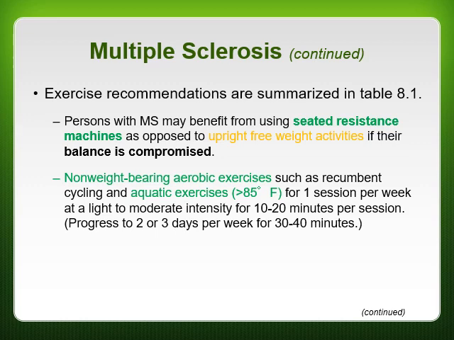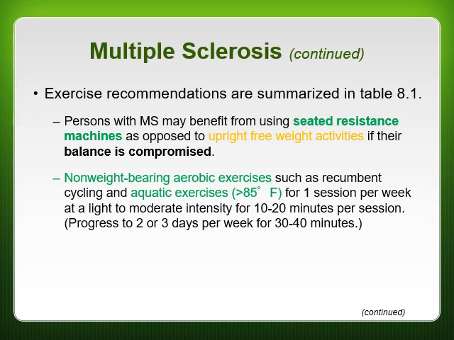Some things to know, though, for special considerations. People that have MS might benefit from using seated resistance machines as opposed to upright free weight activities if their balance is compromised. Well, that makes sense. If they've got balance issues, having them up on 2 feet becomes a fall risk, and then they can get hurt. We don't want that. So sit them down, let them do their resistance training that way.